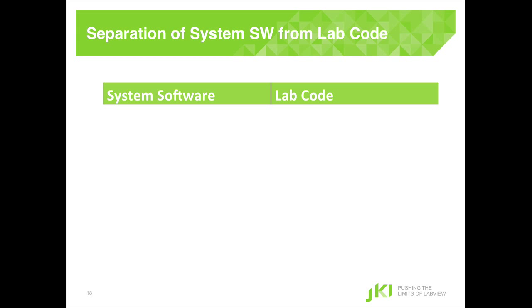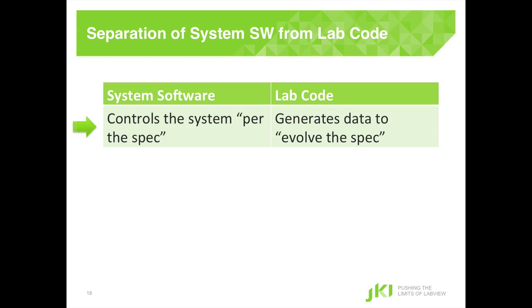So one thing that happens when you create an API and you keep the system control software in the box, and you push the lab code out of the box and force it to go through an API, is you actually now have a distinction between the two, and you can manage them separately.